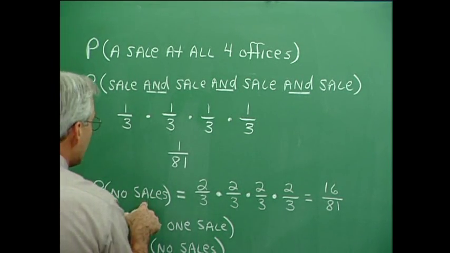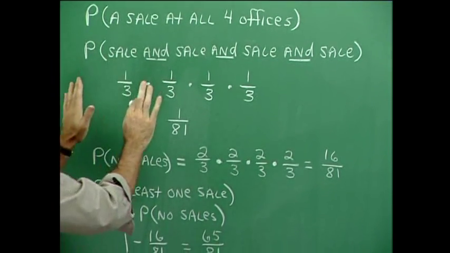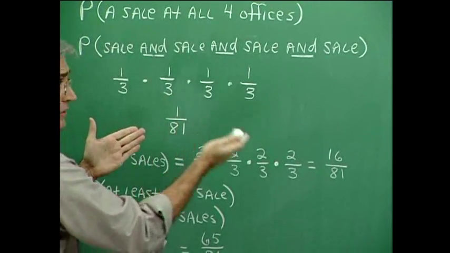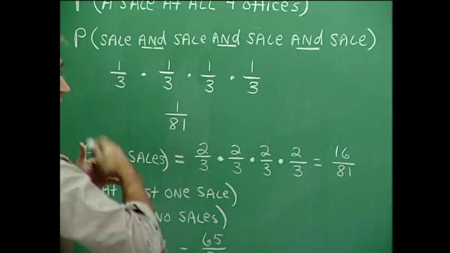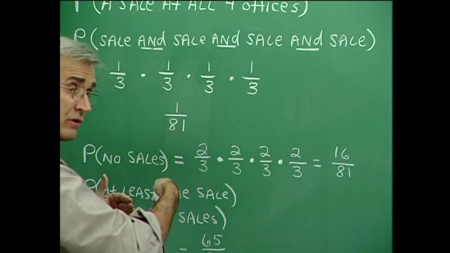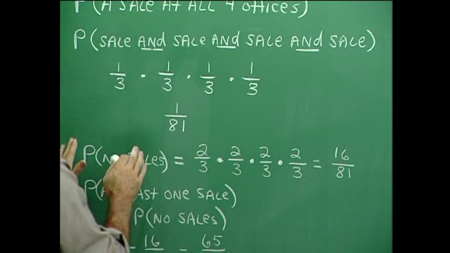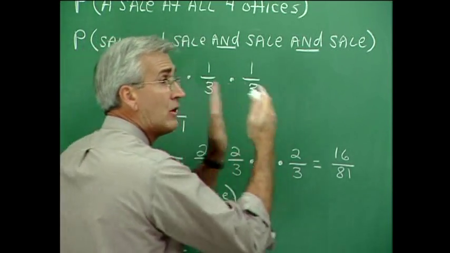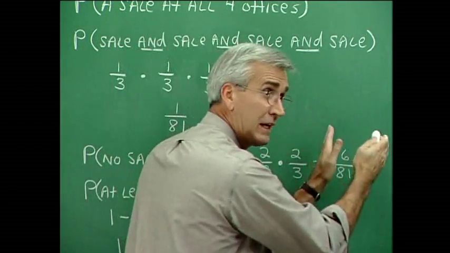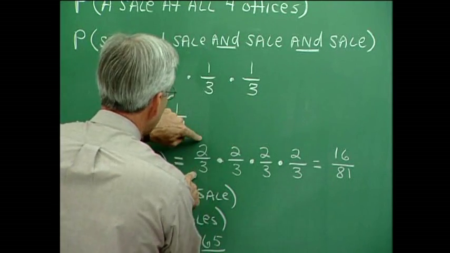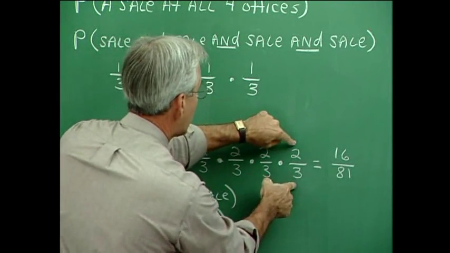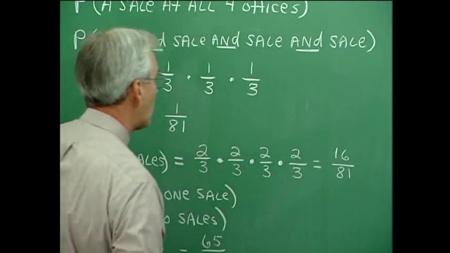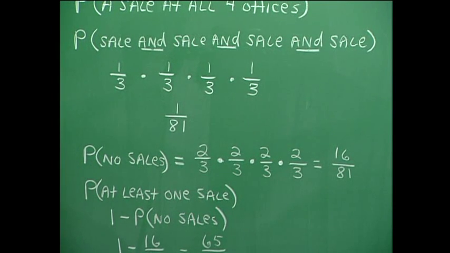Now, the probability of no sales, it's a very similar idea to this situation. If the probability of making a sale is 1/3, then the probability of not making a sale would be 2/3. So it would be the idea that we have no sale at the first office, and no sale at the second office, and no sale at the third office, and no sale at the fourth office. So it would be 2/3 times 2/3 times 2/3 times 2/3, or 16/81 as that probability.